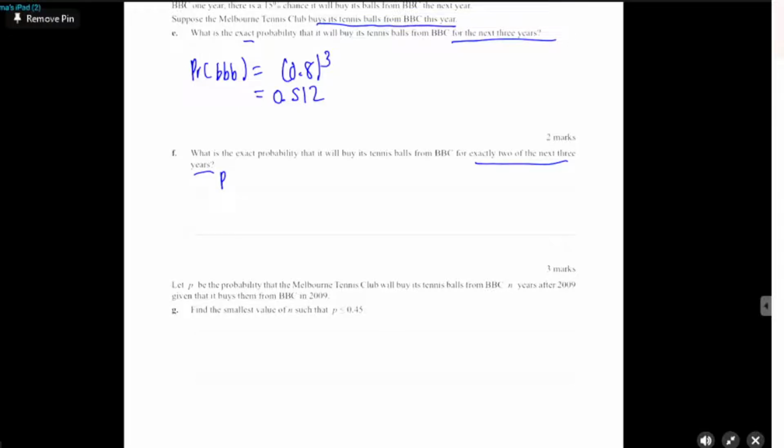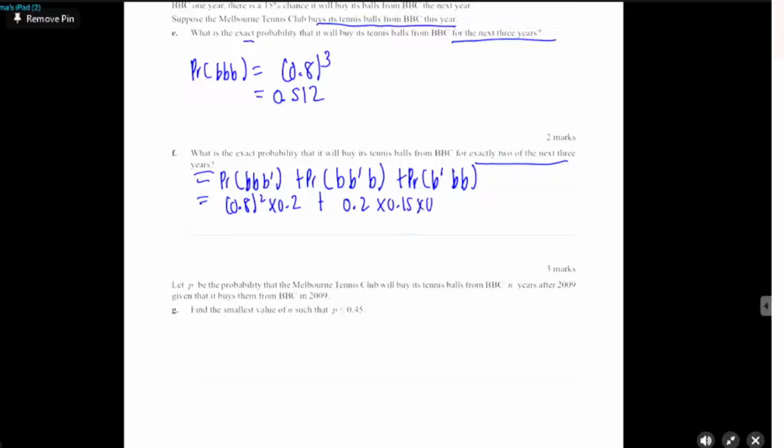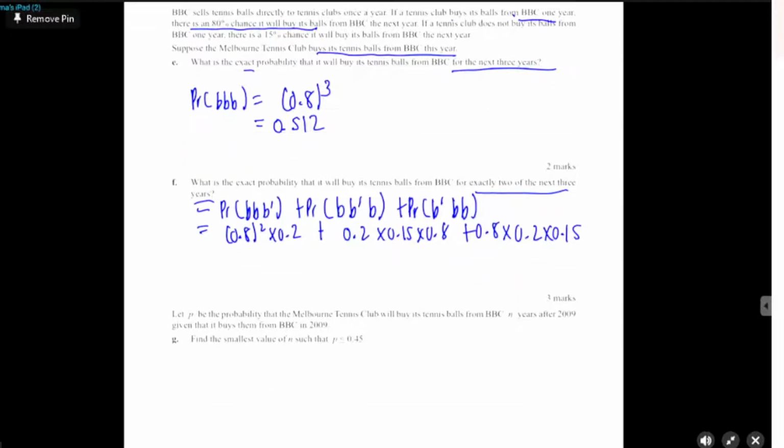So what that's asking for is the probability of buying 2 times and then not buying the 3rd year, plus the probability of buying once, not buying the 2nd year and then buying again, plus the probability of not buying the 1st year and buying the next 2 years. Now that is equal to 0.8 squared times 0.2, plus 0.2 times 0.15 times 0.8, plus 0.8 times 0.2 times 0.15, using the conditions given in the question. And when you evaluate that, that's 0.176.